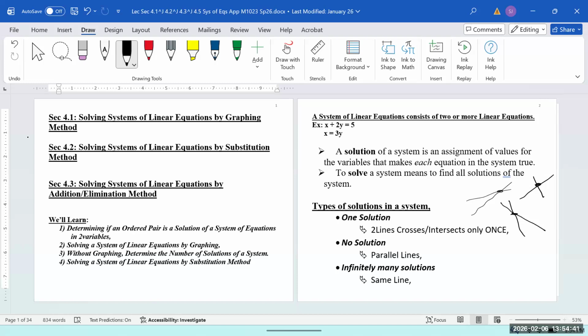So when you have 2 lines, there are 3 ways they can intersect or interact with one another. Either they intersect at one point, like these examples. So they cross one another at one point. If you have that situation, that means you have a unique solution, meaning one solution. You have only one x value and only one y value. So where they intersect is the point.